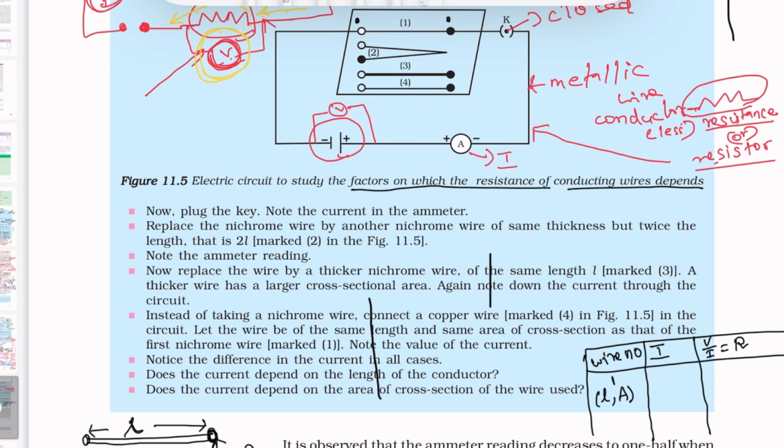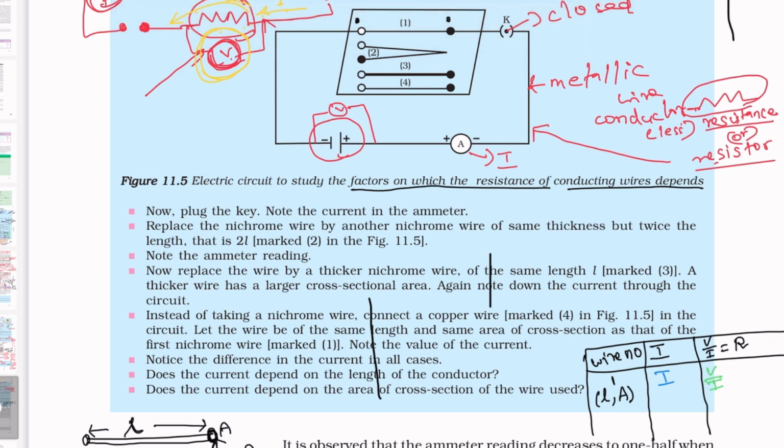So now I take this as A. Now what will be the current? When I consider the current here as I, R will be given by V by I. So R is equal to V by I.